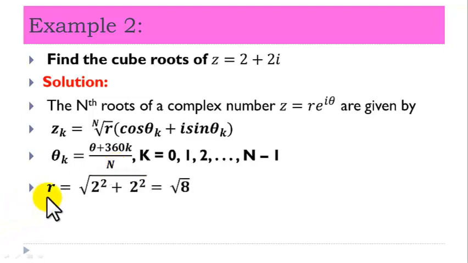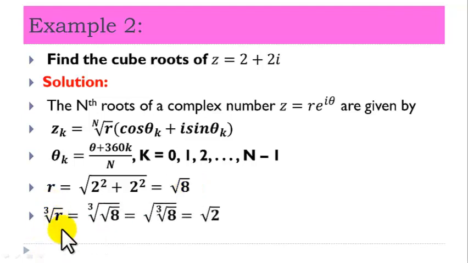And our modulus r is equal to the square root of 2 squared plus 2 squared. That's the square root of 4 plus 4, which is equal to the square root of 8. Now, let us find the cube root of our r. So the cube root of r is equal to the cube root of the square root of 8. We can interchange the cube root sign and the square root sign to obtain the square root of the cube root of 8. But we know that the cube root of 8 is 2. So this will give us the square root of 2.